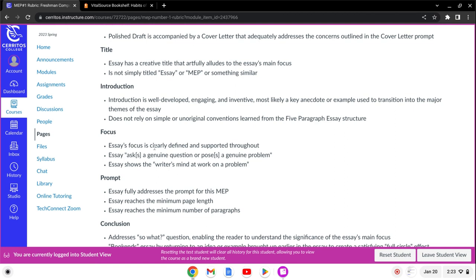Now, if we are addressing the prompt, then chances are we will be asking a genuine question or posing a genuine problem. The genuine problem here is to see how these experiences from our past with reading and writing have influenced who we are today as readers and writers. So if we're accomplishing that, then we're posing that genuine problem. And then the same if we're actually trying to work through these things and we're exploring ideas and we're not shying away from the gray areas, and then we're showing our readers our mind at work on this problem, trying to put these pieces together.